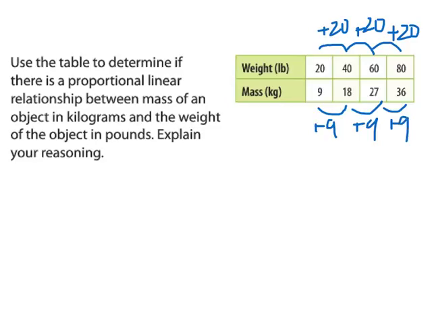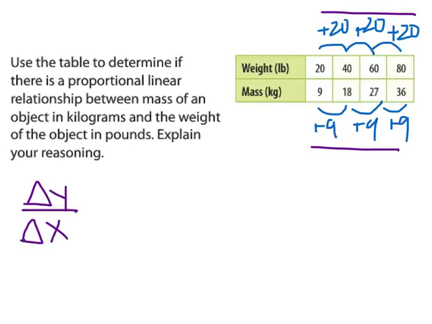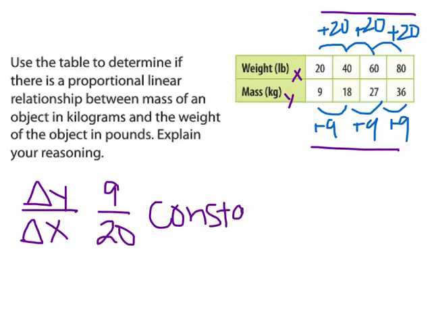So if we wanted to find the constant rate of change, we know there's a constant rate of change because here it was increasing by 9 every time, and here it was increasing by 20 every time, so it stayed constant. So we're going to do change in y over change in x. This is my y, and this is my x. X is usually listed first, so we have 9 over 20 would be my constant rate of change.